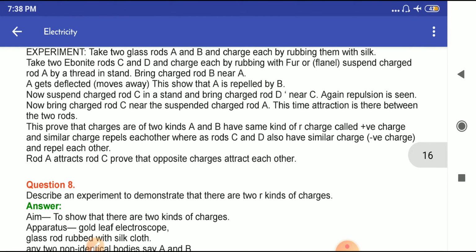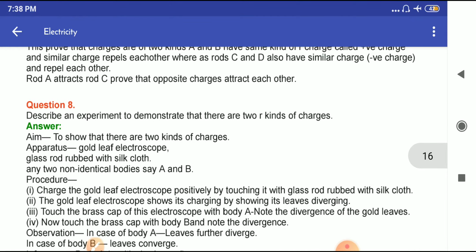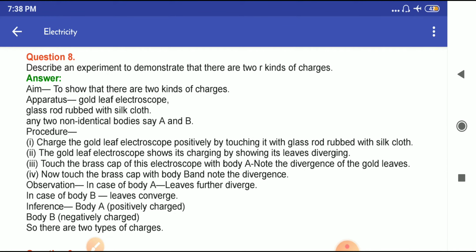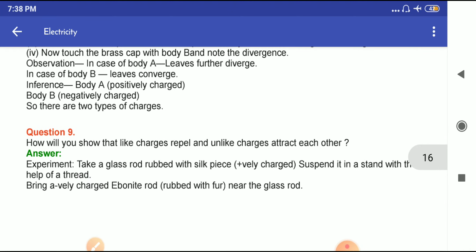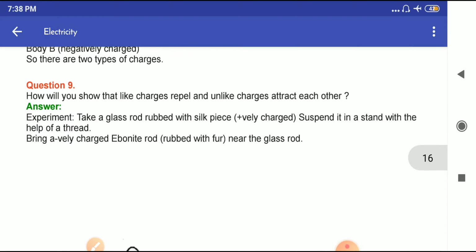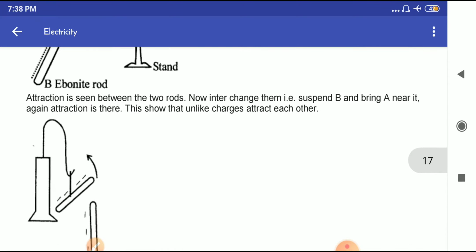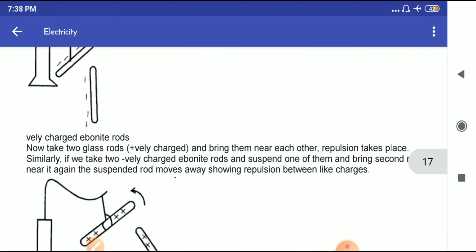Question number 8. Describe an experiment to demonstrate that there are two kinds of charges. So you have to write this experiment. Now question number 9. How will you show that like charges repel and unlike charges attract each other? And for this answer, you have to write this diagram.